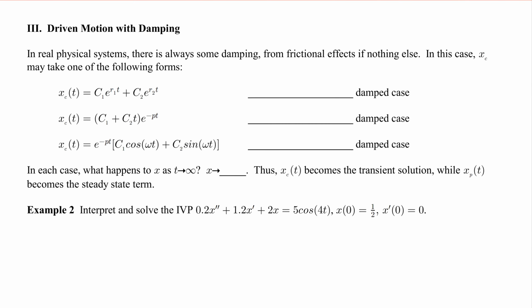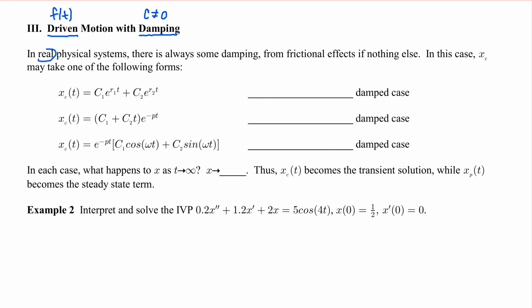Okay, let's add one more level of complexity to our spring mass systems, and this will be the most realistic model that we've constructed yet. Here we're going to look at driven motion with damping. Remember, driven means that we have an external forcing function. This simply means we're dealing with a non-homogeneous differential equation. Now we're going to have damping. That means our damping constant is non-zero.